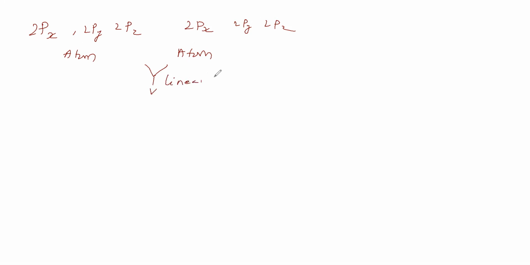Now we will consider the conclusion. We will take the 2p orbitals, meaning 2px, 2py, 2pz from one atom, and from another atom also 2px, 2py, 2pz. Now these two go for linear combination. On linear combination, one is addition overlap and another is subtraction overlap.